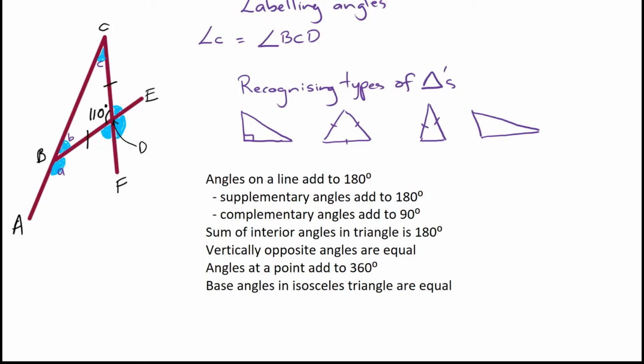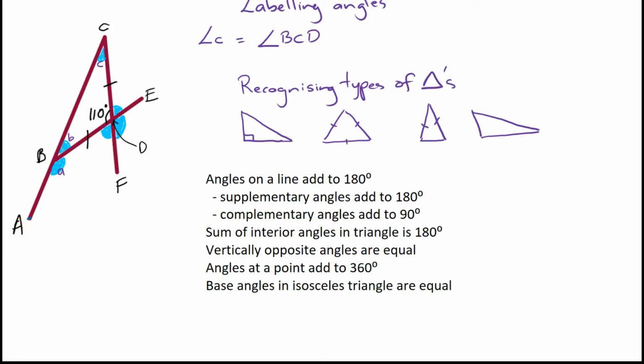Hi there. So this video is going to look at the basic angle rules in geometry. A couple of things that you need to realize first of all is how to label angles. And if we look at this example here, we see that we've got lines and we've got capital letters and some lowercase letters. Generally speaking, the capital letters are at points or at vertices.